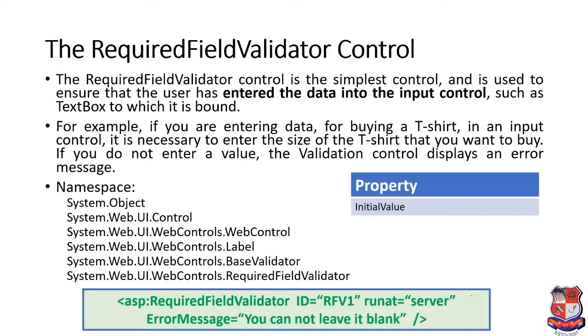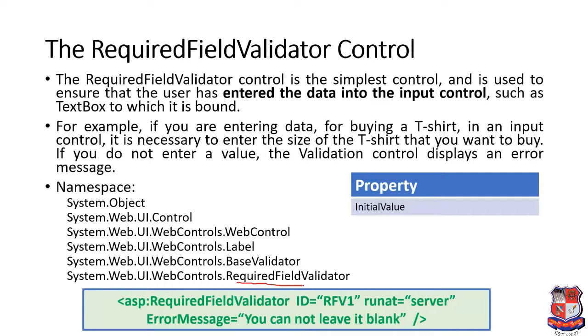The namespace hierarchy for required field validator is system.object, system.web.ui.control, system.web.ui.webcontrols.webcontrol, system.web.ui.webcontrols.label, system.web.ui.webcontrols.basevalidator, system.web.ui.webcontrols.requiredfieldvalidator.